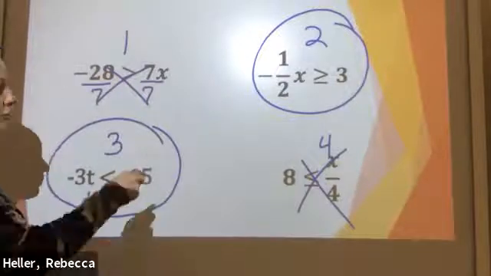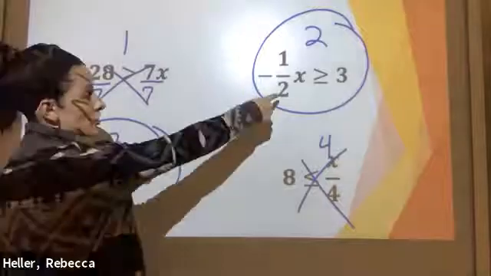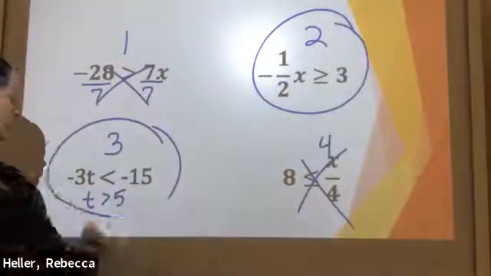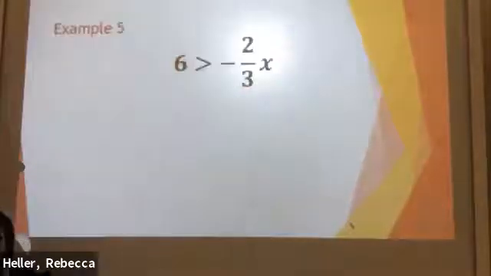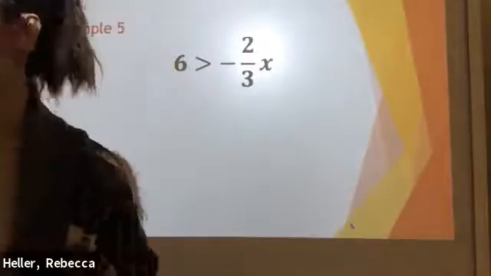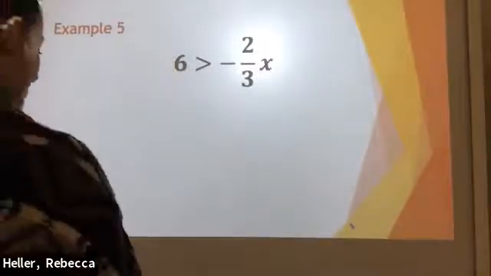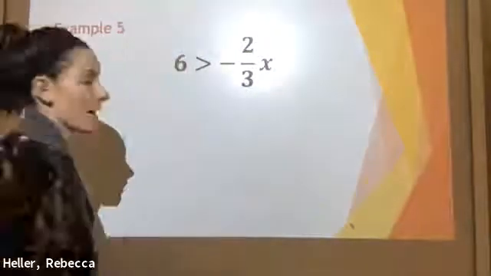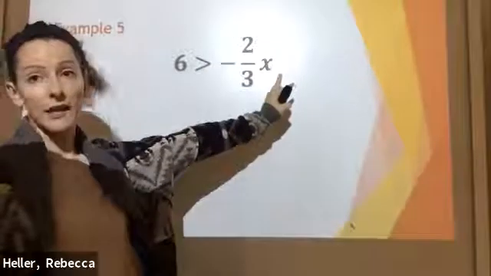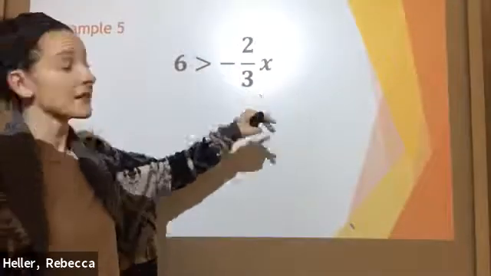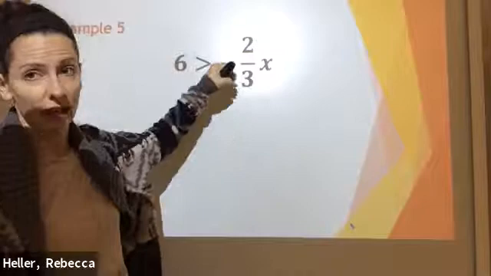So we're actually going to go back to our notes and do one just like number 2. This is, I think, the last one in our notes for today, which is good because we only have about 4-ish minutes left. All right, so here's a tricky one. The variable's on the right, and it's a fraction, and it's a negative.